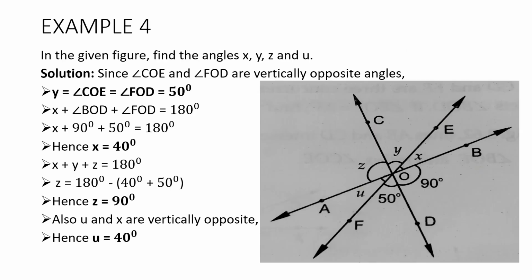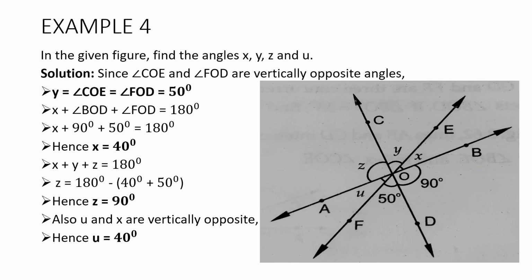Next interesting example. In the given figure, you have to find the angles X, Y, Z and U. First of all, you are seeing many straight lines which are intersecting at a point O. Now first, angle COE and angle FOD. You can see that they are vertically opposite angles. So their measure will be same. We have just now proved vertically opposite angles will have the same measure. So what is Y? Angle COE, which will be equal to 50 degree. Now we have obtained the value of Y, which is 50 degree.